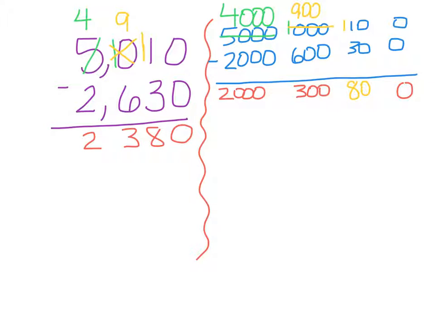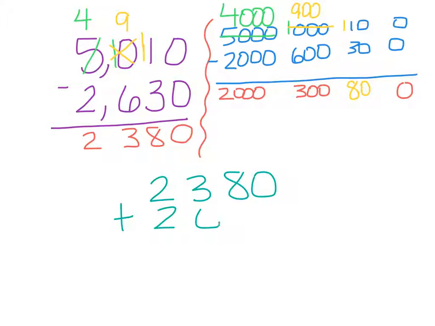Now, you know I am a big believer in checking our work. And when you've had to borrow and regroup all the way across, you know, it's easy to make a mistake. So let's just check our work and roll with it. Sound like a deal? All right, let's do this. So 2,380 plus 2,630. Our goal is 5,010. 5010. That's our goal.